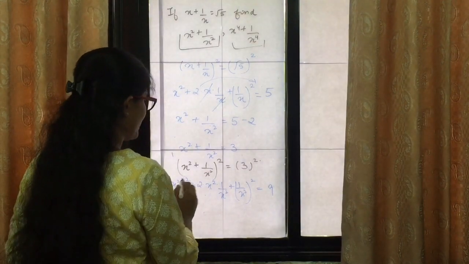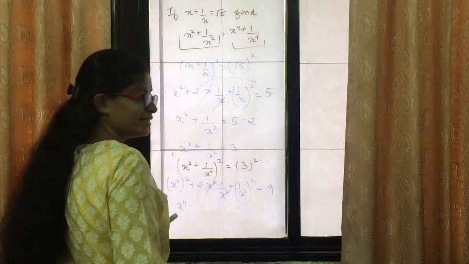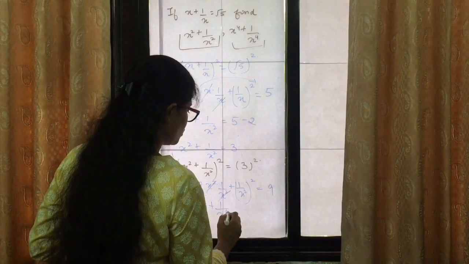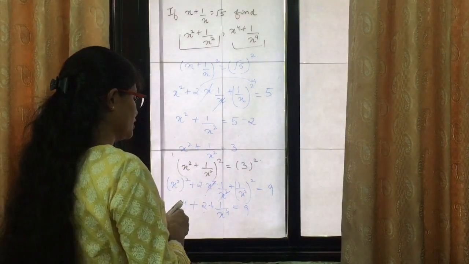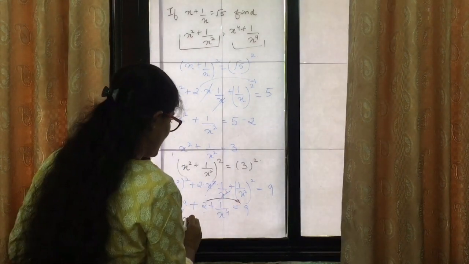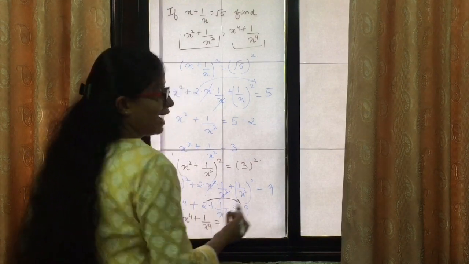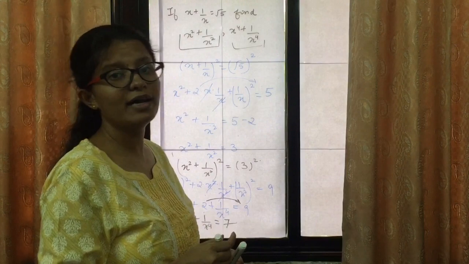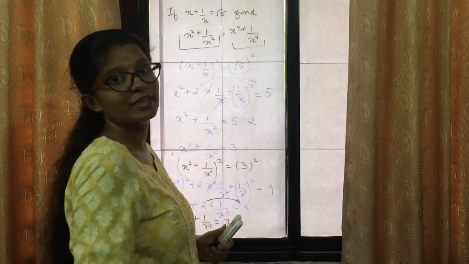So (x square) whole square will give you x raised to 4. X square will get cancelled out. Plus 2 plus 1 upon x raised to 4 is equal to 9. This 2 can be taken to this side, and the answer for x raised to 4 plus 1 upon x raised to 4 comes out to be 9 minus 2, which is nothing but 7. So I hope how to solve such type of question must be clear.